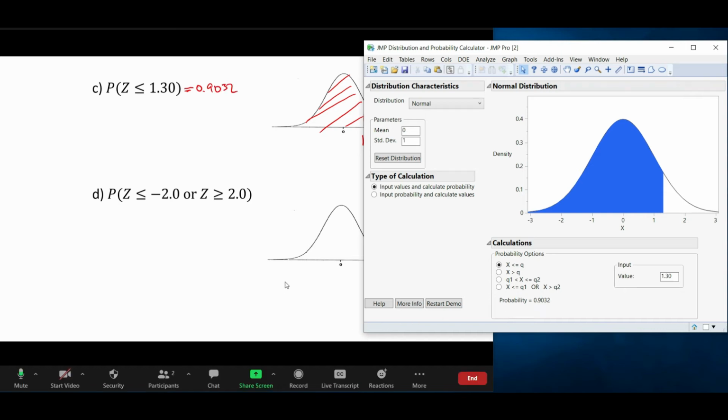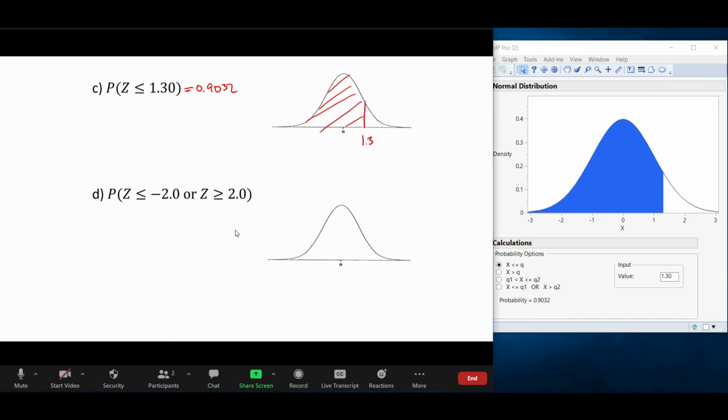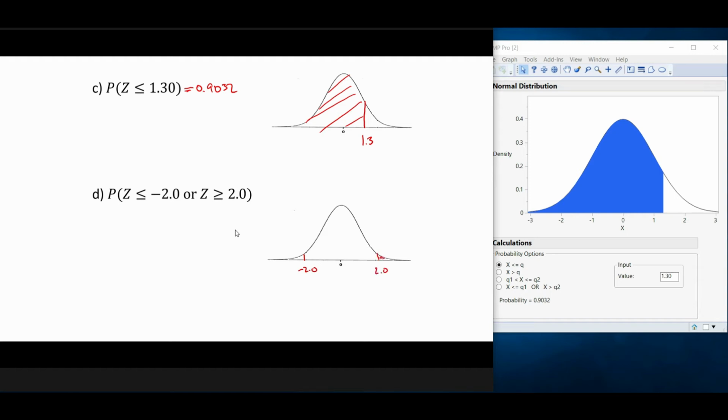And then D says, what's the probability z is less than or equal to -2 or greater than +2? So let's draw that again. Here's -2, out here in the tail. +2 is way out here in the upper tail. And I just want those little areas that are out there beyond -2 and +2.